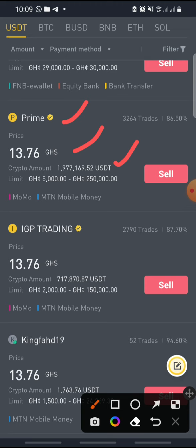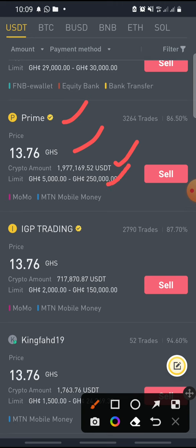In fact, the system has a way of keeping hold of this asset, which we call a smart contract. We'll talk about that as we move on in our journey of crypto. So the smart contract has recorded that this guy has so huge a money in his account. So we are not afraid at all to sell to him because he has it, and the smart contract also has it. Now the limit here, he's taking 5,000 to 25,000 Ghana cedis. Anything below or above this value, he cannot take it.